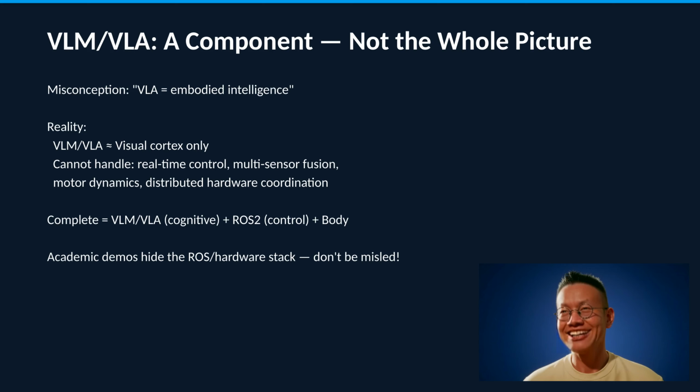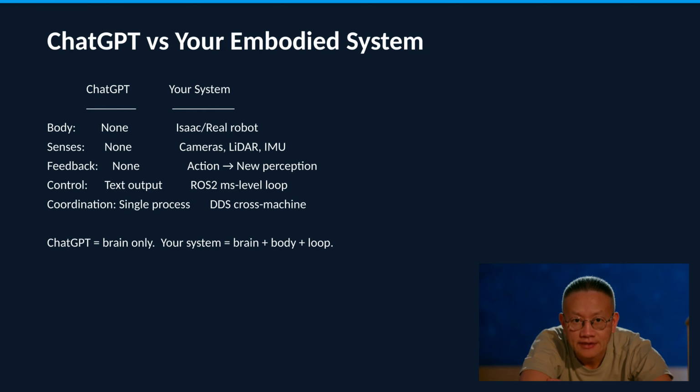Let me correct a common misconception. VLM and VLA are just one component, not the whole picture. Many people think VLA equals embodied intelligence. In reality, VLM and VLA are analogous to the visual cortex only. They cannot handle real-time control, multi-sensor fusion, motor dynamics, or distributed hardware coordination. Complete embodied intelligence equals VLM and VLA as the cognitive piece, plus ROS2 as the control hub, plus the physical body. Let's compare ChatGPT with your embodied system.